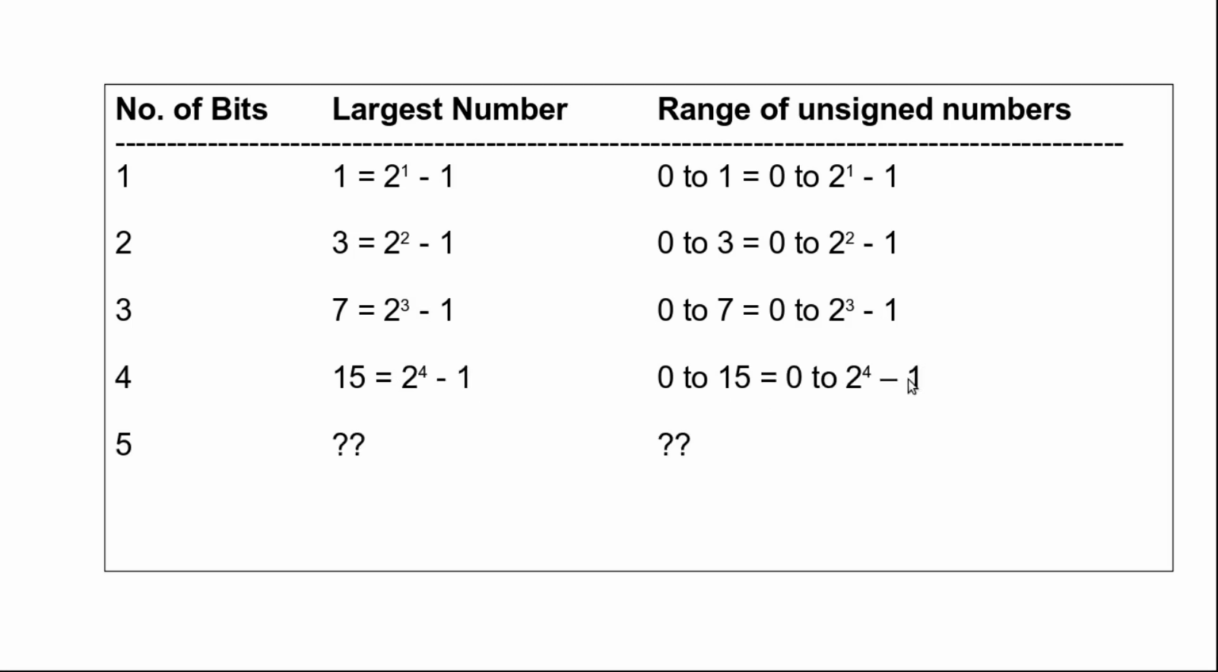Now the question is, if I have 5 bits, what will be the largest number I can represent, and what will be the range of unsigned numbers that I can represent using 5 bits? Or to generalize, using n bits, what is the largest unsigned number I can represent, and what is the range of the unsigned numbers?